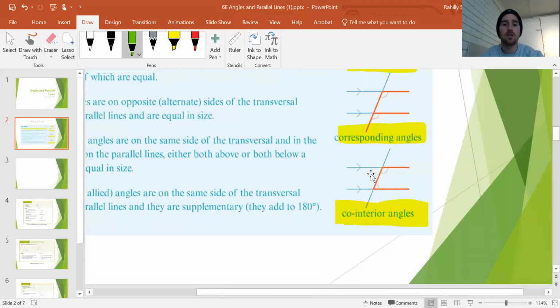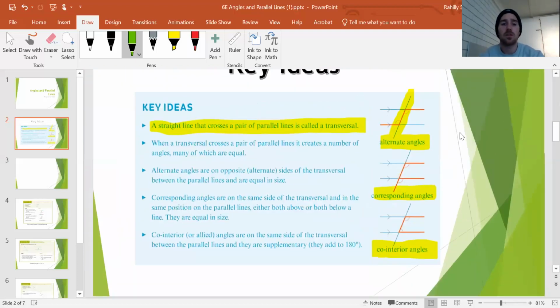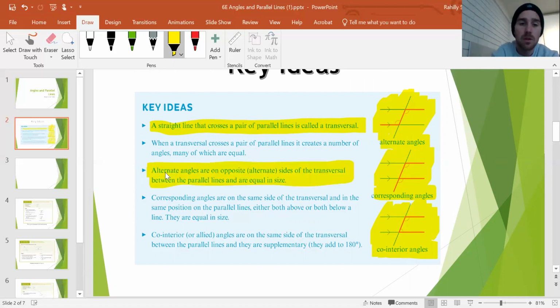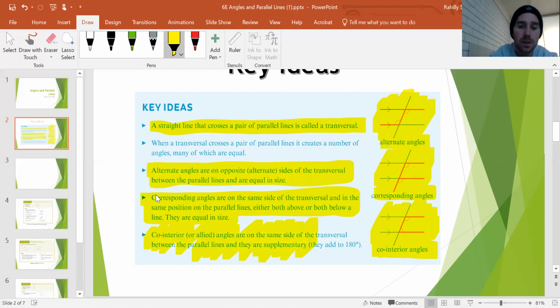Just going through it again. Alternate angles are on the opposite sides of the transversal. Corresponding are on the same side of the transversal and in the same point on both parallel lines. And the co-interior are the two angles on the same side of the transversal in between the two parallel lines. What I want you guys to do is you need to have these examples in your book. You need to make them quite clear and easy to understand. You don't have to copy all this word for word, but I'm highlighting it because this is the key information you're going to need to have. Whether you summarize that yourself, or copy it word for word, or think your drawings are good enough to understand, that's fine by me.